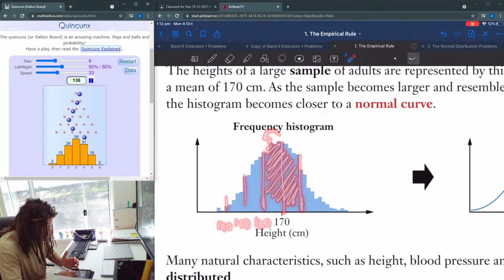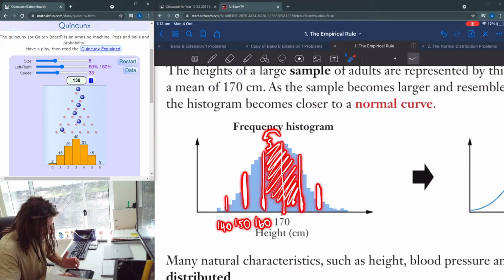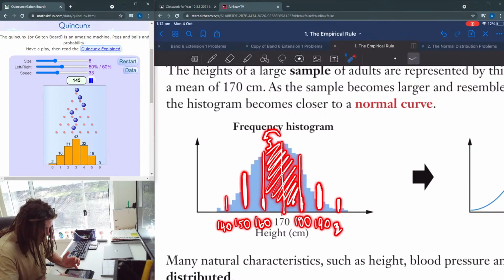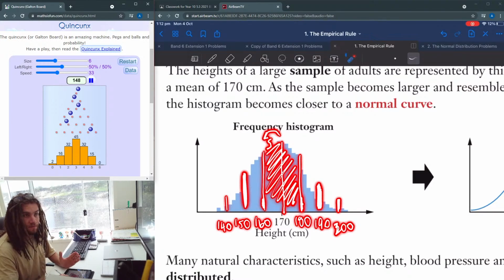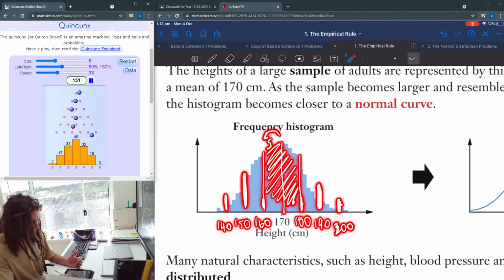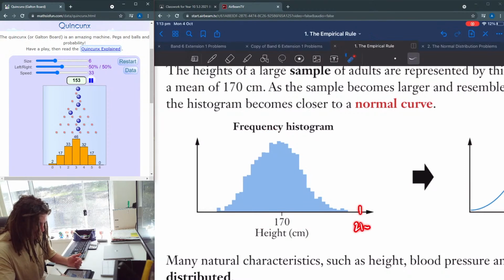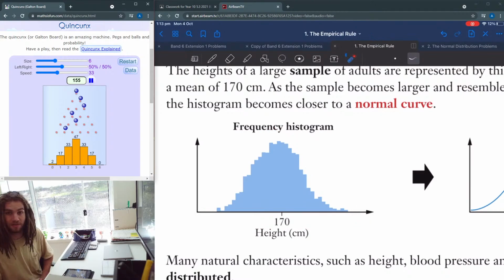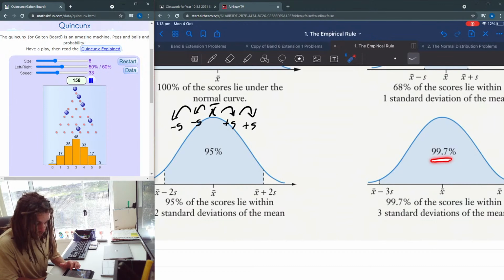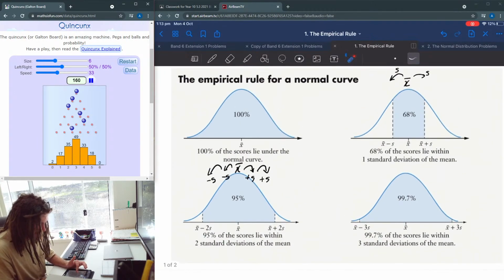That would mean that 95% are going to be within 2 standard deviations, so in other words, 150 centimeters to 190 centimeters would be about 95%. And then if I went 3 standard deviations away, that means 99.7% of people would be between 140 centimeters and 200 centimeters. And that kind of makes sense because if I went further, to 210 centimeters, not that many people are 2 meters and 10 centimeters. In fact, that would be less than 0.3%, or half of that, of the population.